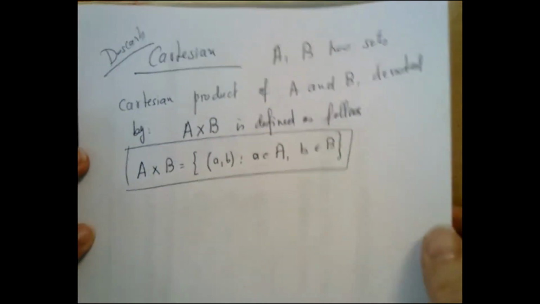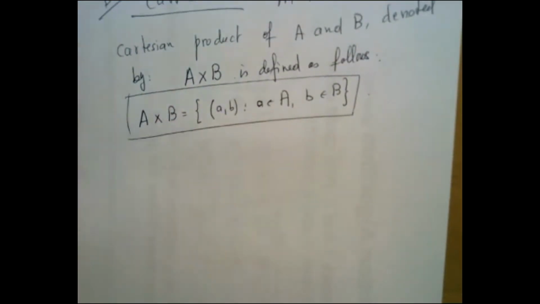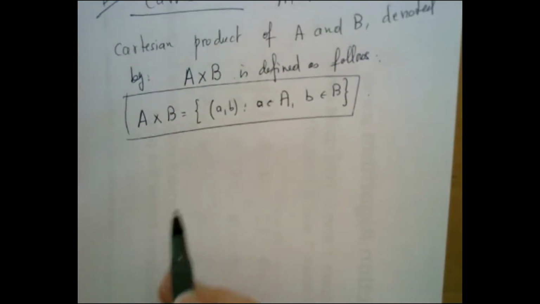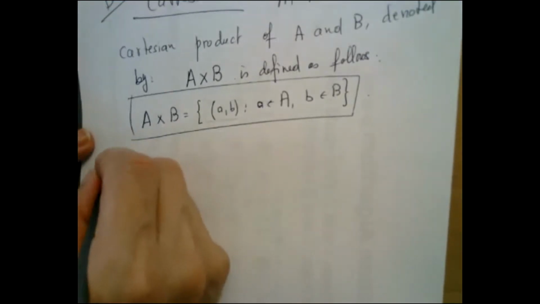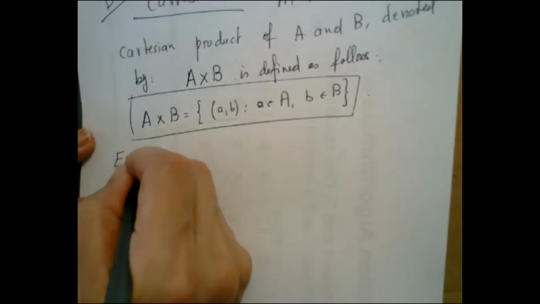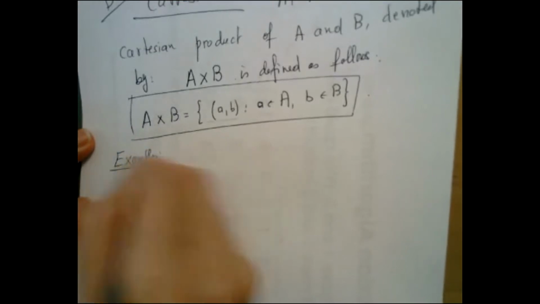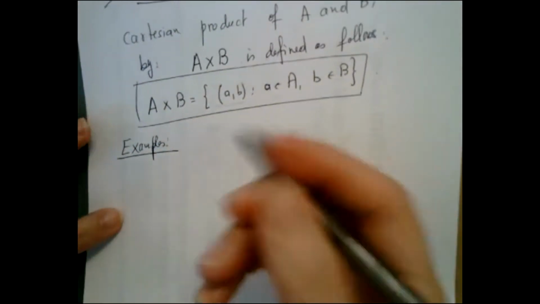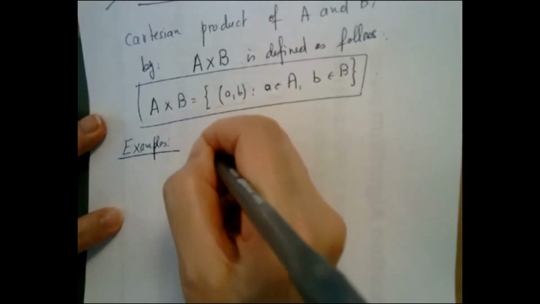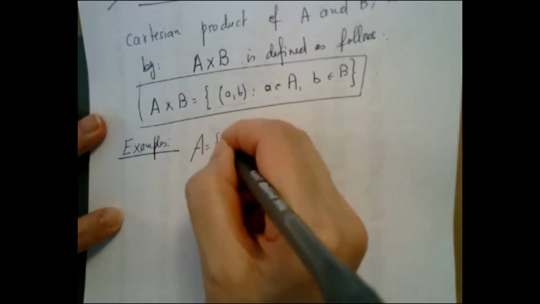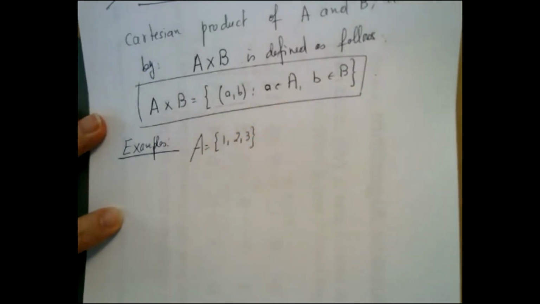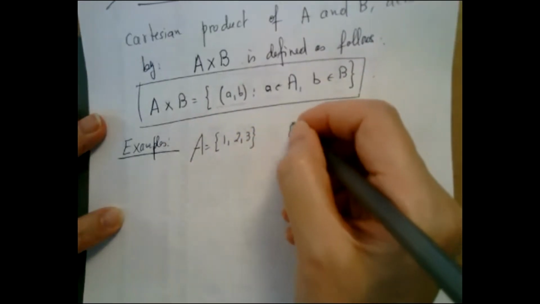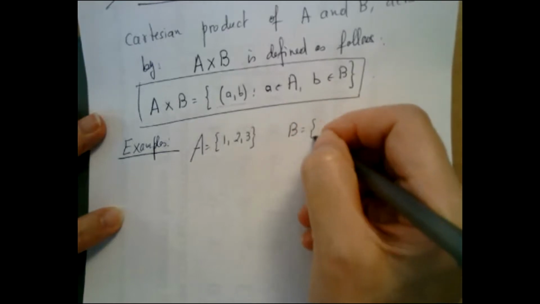So let us take an example. This is a new set we're constructing, and the elements of the set are ordered pairs. So let us again see some examples. Suppose I take A to be the set of numbers 1, 2, and 3. That's it. And let B be the letters u, v.